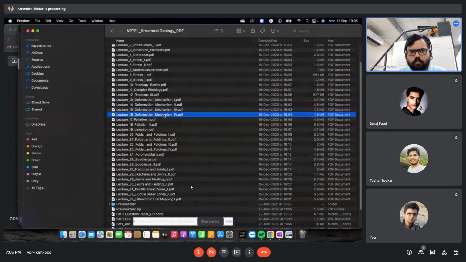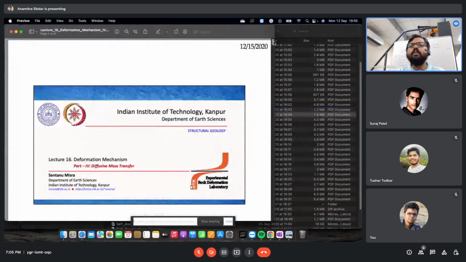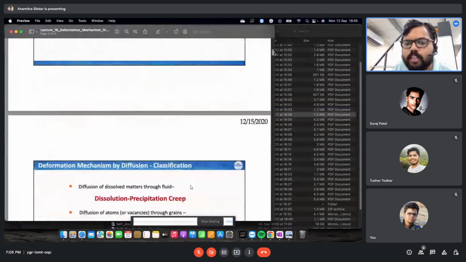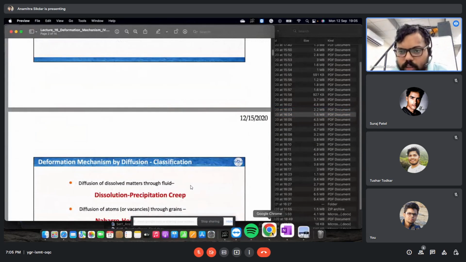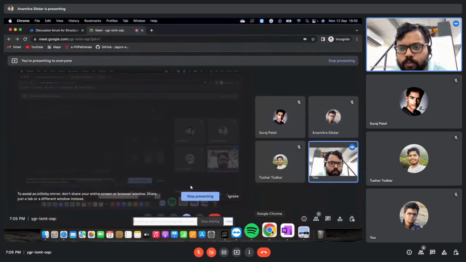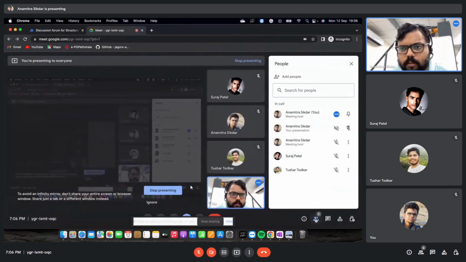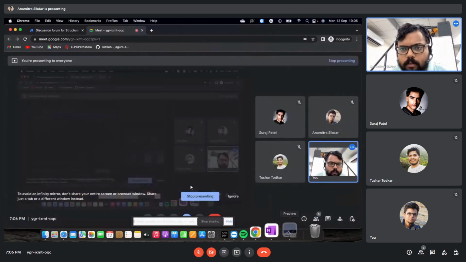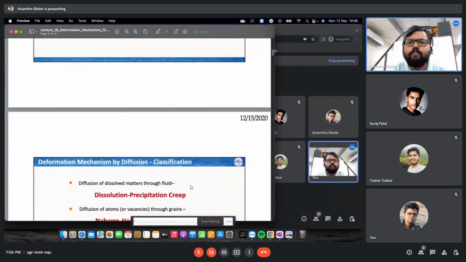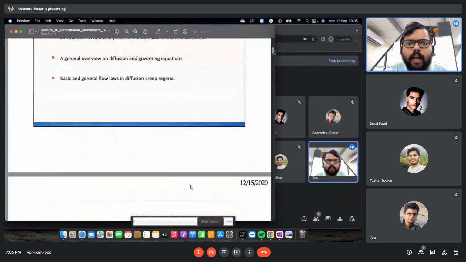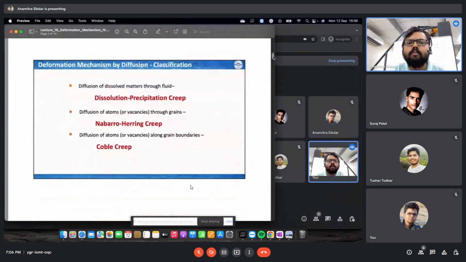But what is the physical process in which the dislocations actually move, right? These are divided into three parts. One is dissolution precipitation creep, which is very simple.